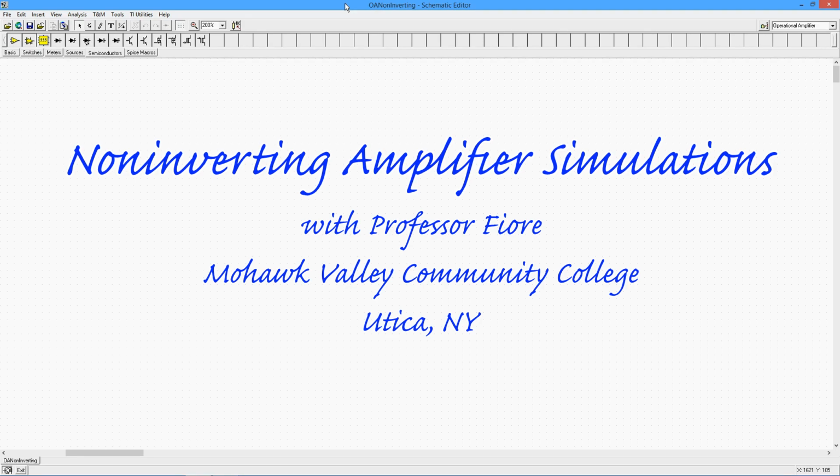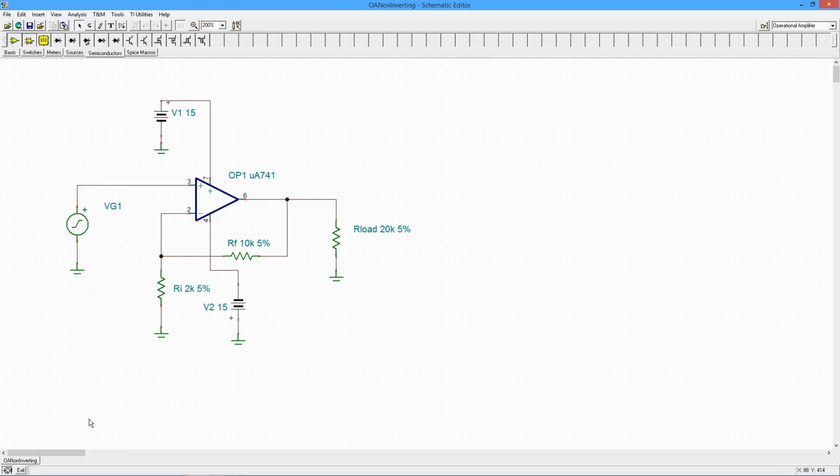Hello folks, today we're going to be looking at some non-inverting amplifier simulations for our op amp circuits. So I've built a little circuit here, and we've got a fairly standard 741 op amp, plus and minus 15 volt power supplies, 20k ohm load, and for the feedback network, RF is 10k and RI is 2k. The input is a 1 kilohertz sine wave at 100 millivolts.